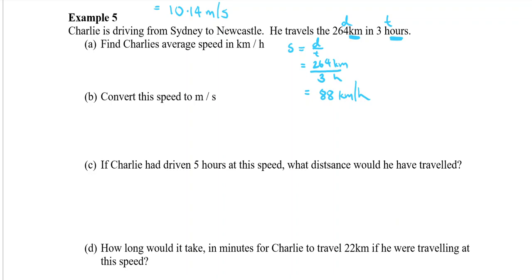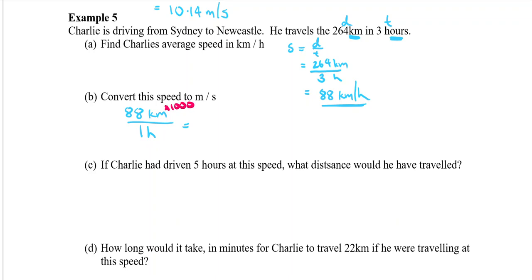Part B says, convert this speed to metres per second. So we've done this before where we've changed our units in our rate. What we do is we change it back into a fraction, the 88 kilometres per hour. I'm going to have 88 kilometres in 1 hour. And I change each unit to the ones that I want. So I want the kilometres to be in metres. So to do that, I'm going to times it by 1,000 because that will turn it into metres.